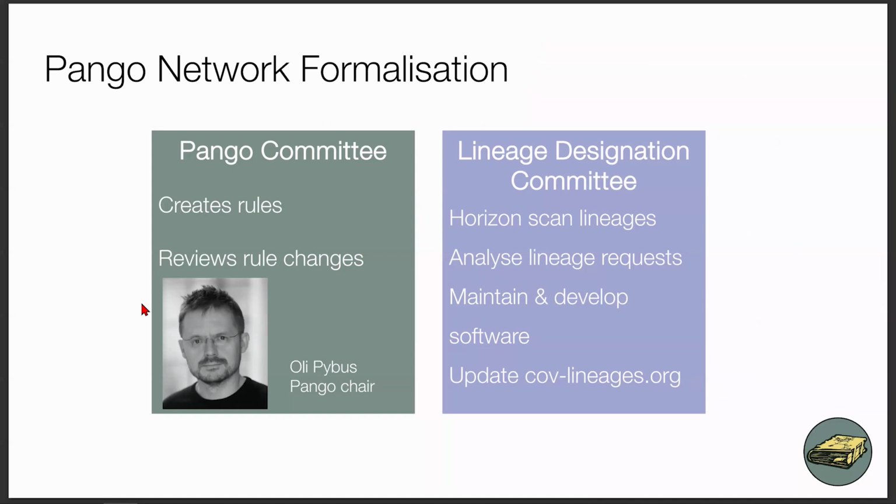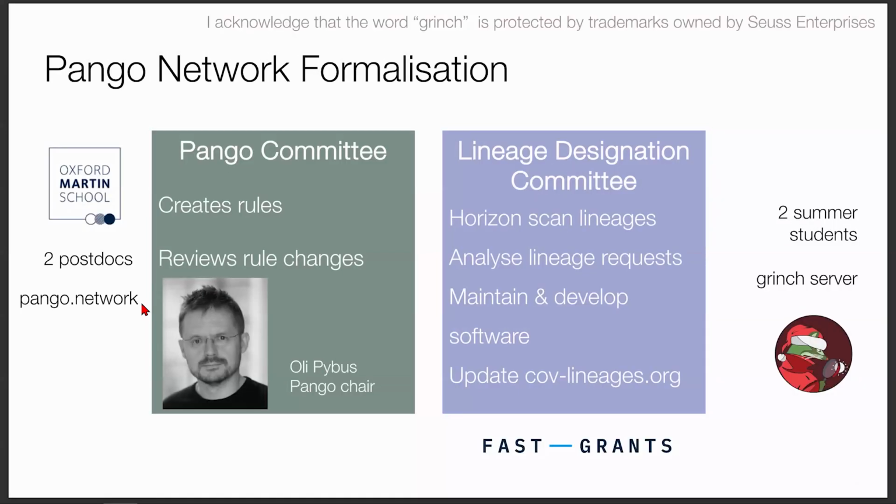So the Pango nomenclature was put forward, but its structure was formalized around the time that Ollie got a grant. And now there's two official committee structures. There's the Pango committee that creates the rules of the nomenclature and reviews the rule changes, and Ollie is the chair of that. And then there's the lineage designation committee that horizon scans, analyzes lineage requests, maintains developed software, and also updates the website.